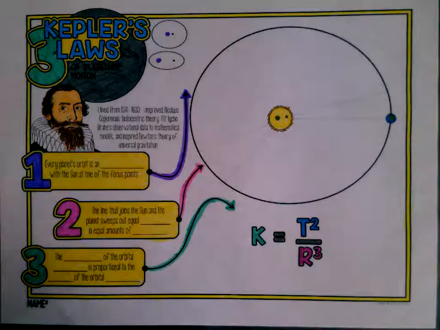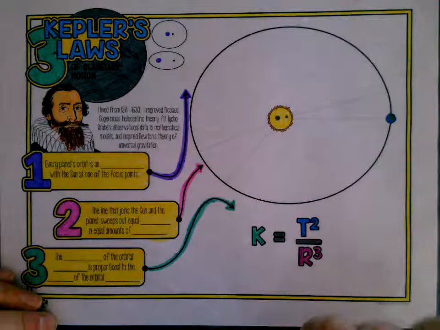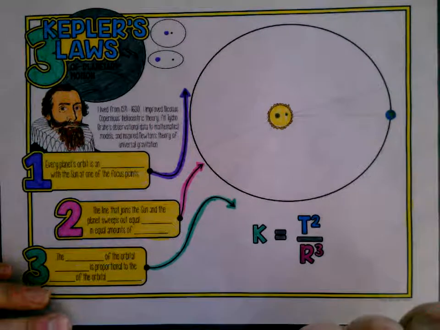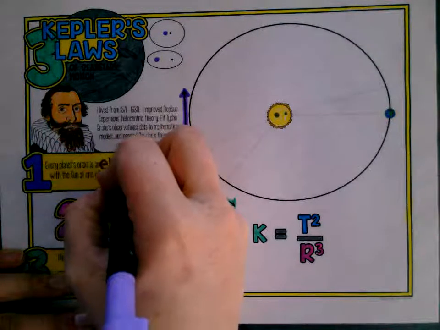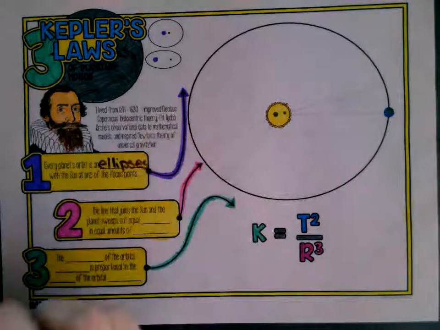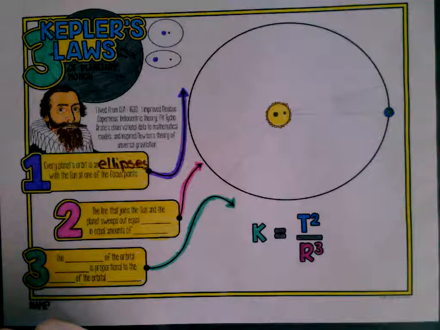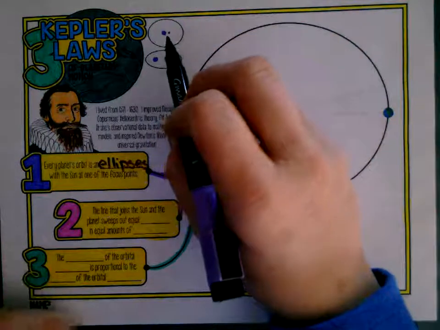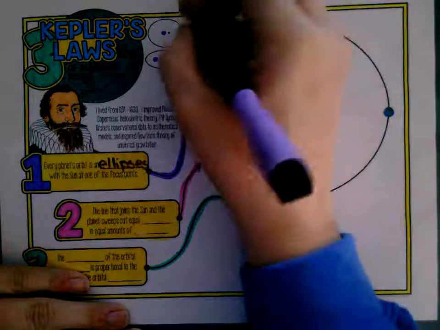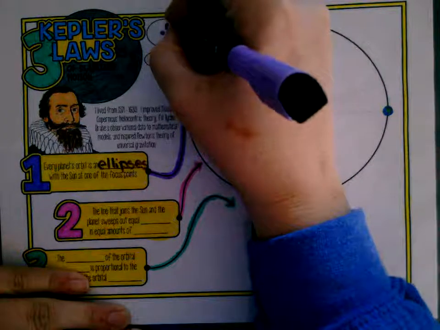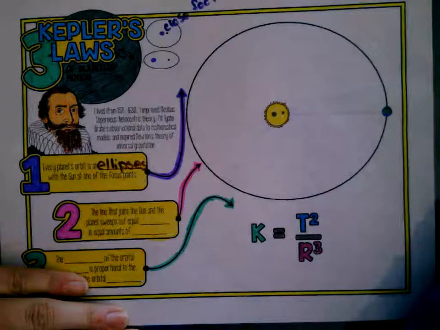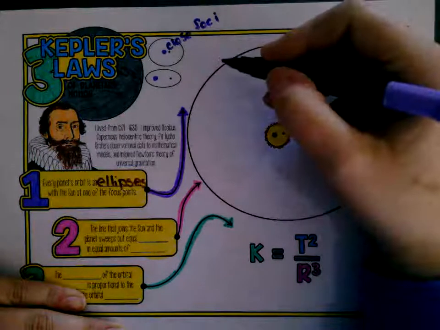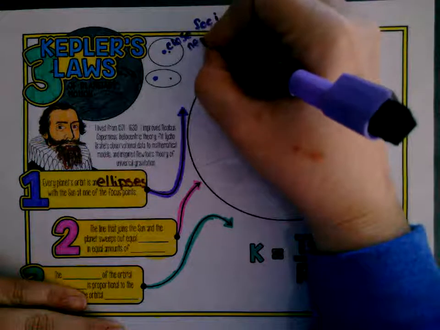The first thing Kepler said is that every planet's orbit is an ellipse, and the sun is at one of the focus points. An ellipse has to have two focus points. So we're going to go up here. If these two focus points are really close together, the orbit is going to be more circular or nearly circular.